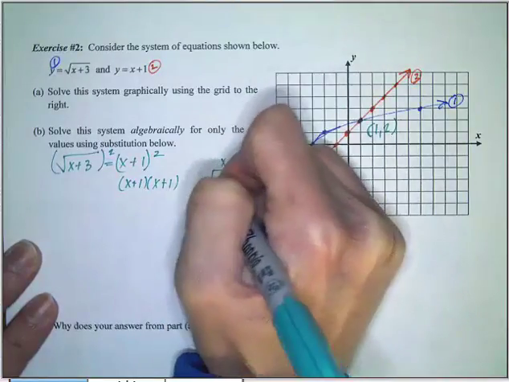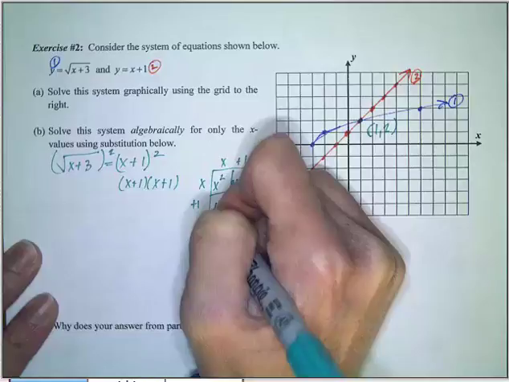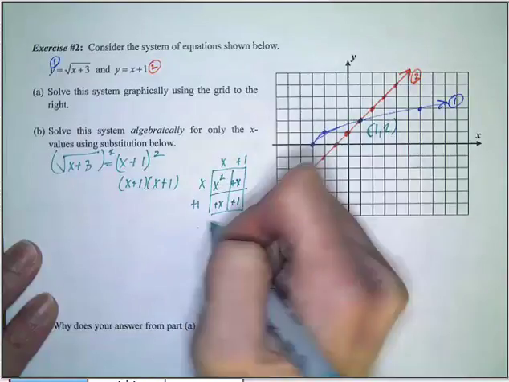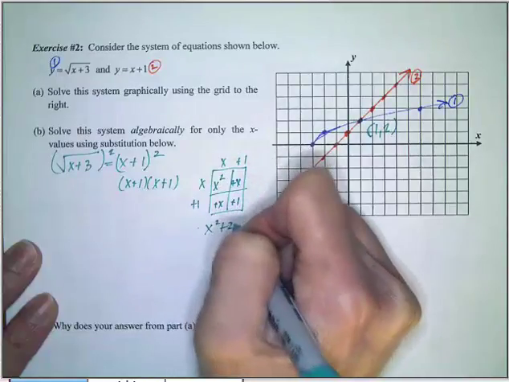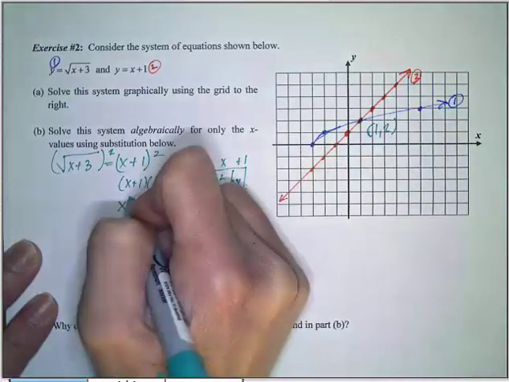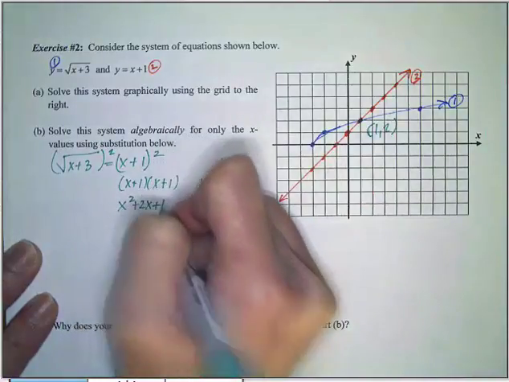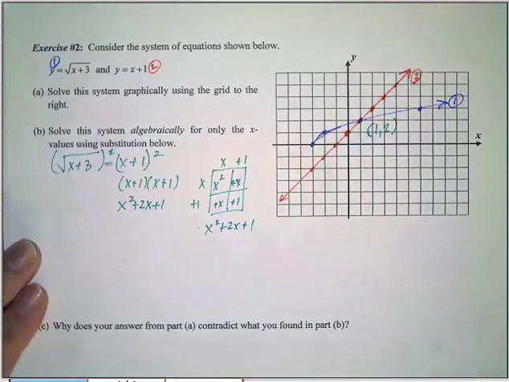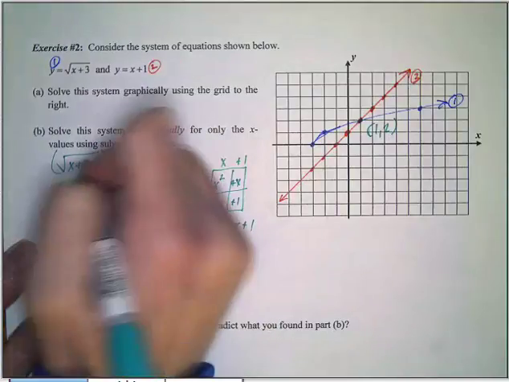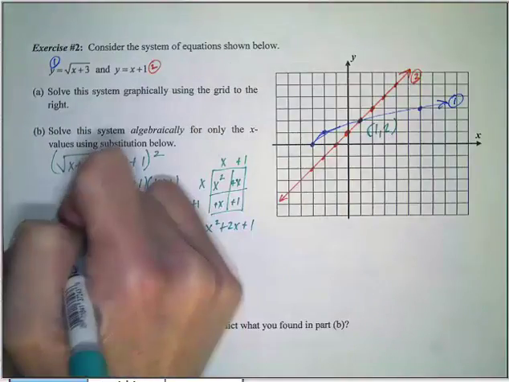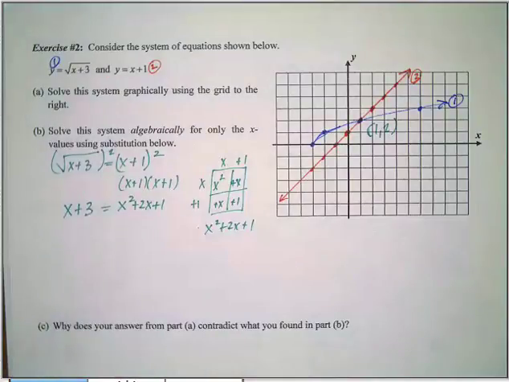So I have x squared plus x plus x plus 1. So I have x squared plus 2x plus 1. Hopefully you're really good at doing that now. It equals, squared and square root cancel each other or undo each other, so I have x plus 3.